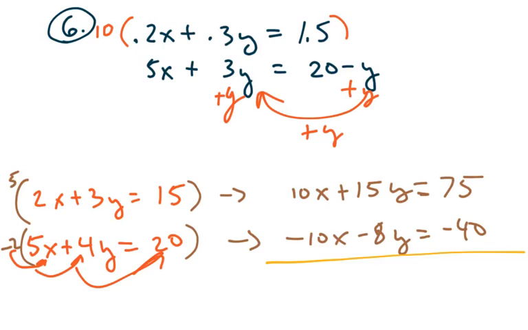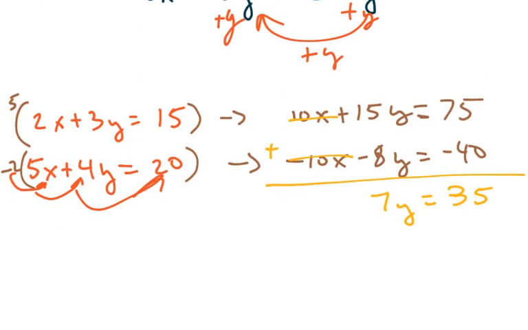But once we're here, we just add them together. Obviously the 10x's will cancel out. 15 minus 8 is 7, so 7y. Here we have 35. So y will become 5.